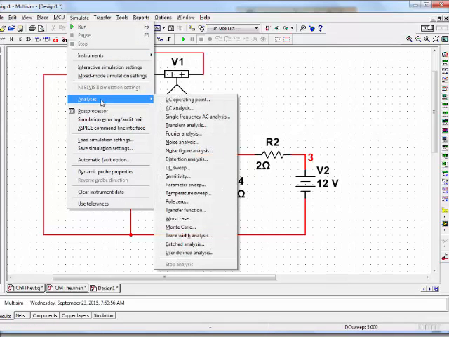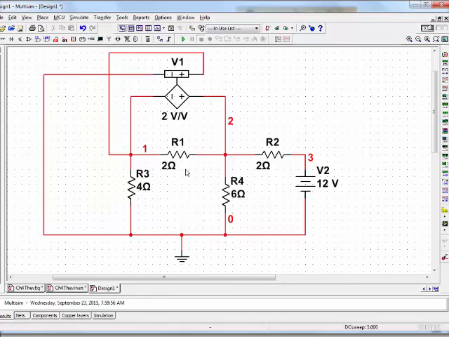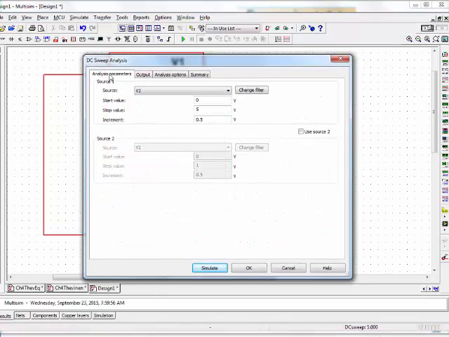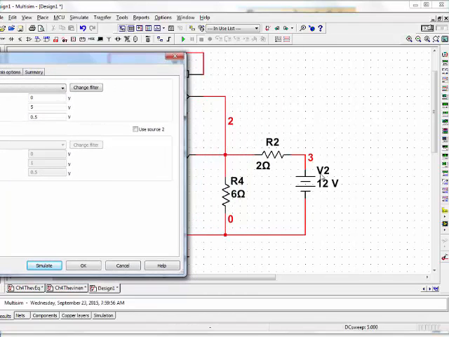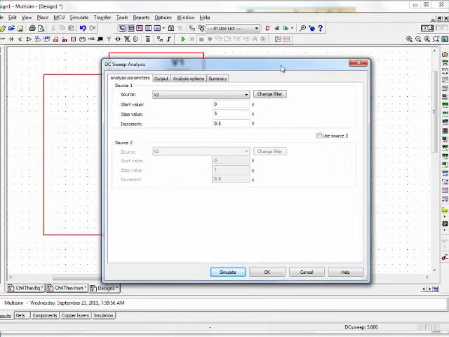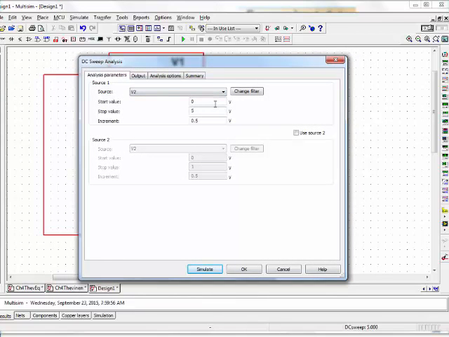The analysis we're going to do, there's a bunch of different choices here, is a DC sweep. And it says select your source. So I'm going to make my source be V2. V2 is right here. But it doesn't matter that it says 12 volts right now. I'm going to start it at 0 volts, stop it at 5 volts, and increment it in half volt steps.